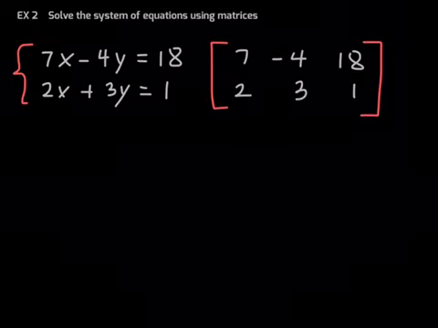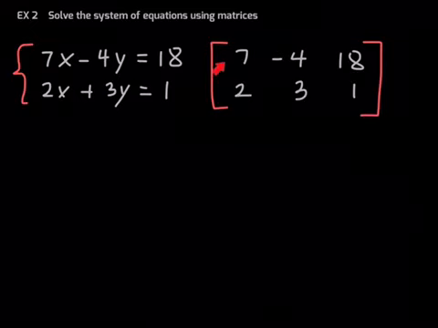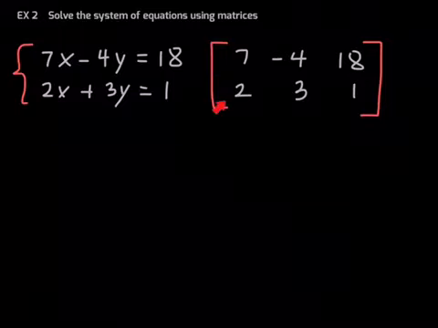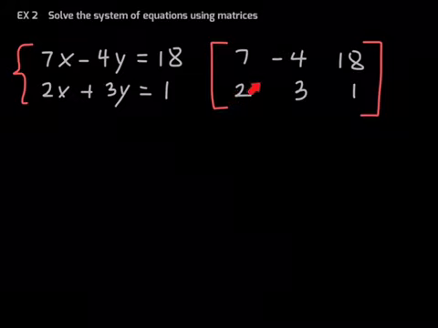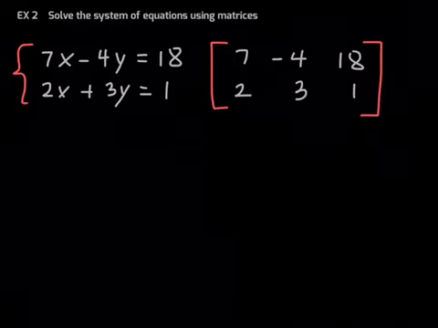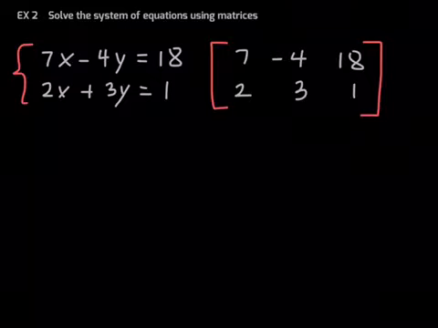Okay, so we need this first entry to be a 1. What I can do here is I can multiply the second row by negative 3. That will give me negative 6. And if I add that to 7, that will give me 1. Now, this will change row number 1. I do not want to change row 2 at the moment. I'm only trying to change row number 1.